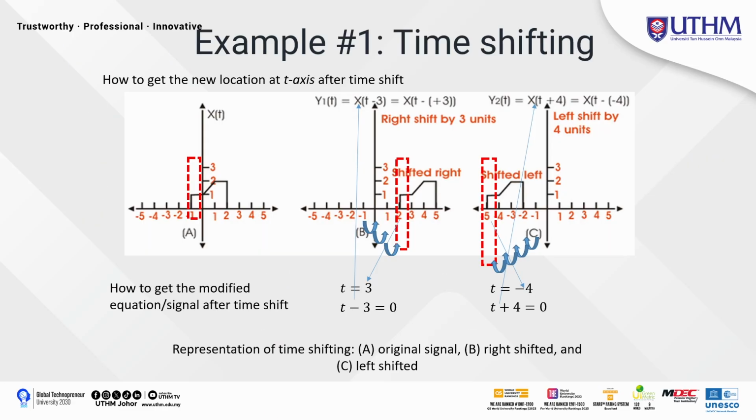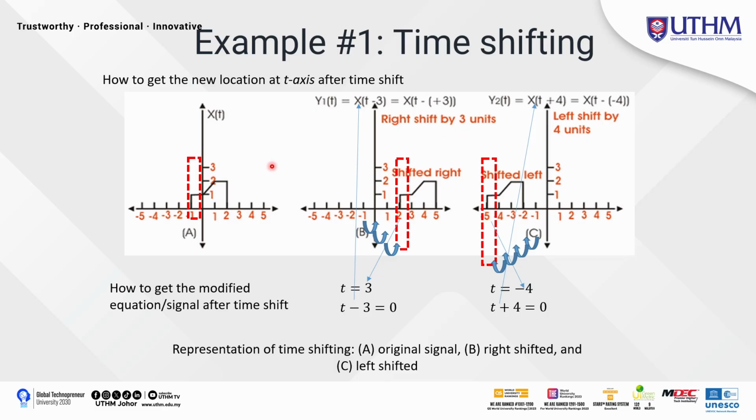Now let me show you an example of time shifting. This example shows you how to get the new location of the t axis after a time shift. This is the original signal, x(t). The signal is from -1 to 2. The first question is y1(t) equal to x(t - 3). This is a shifting. The shift is positive, so it is right shifted by 3 units.